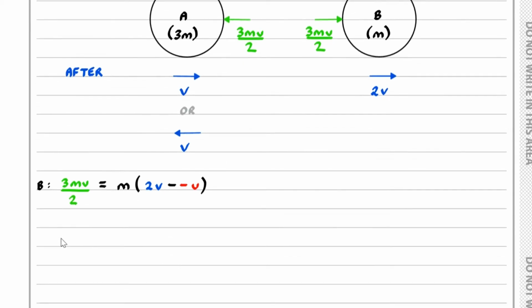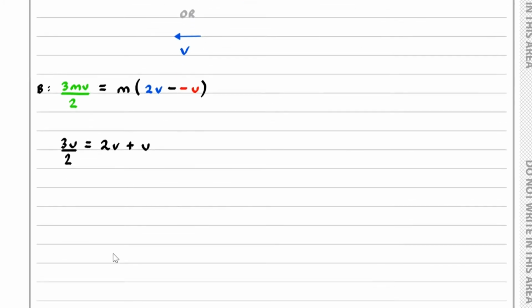So we have 3u/2 equaling 2v plus u. Subtracting u from both sides, we would have u/2 equaling 2v, and therefore dividing through by 2, we would end up with v equaling u/4.